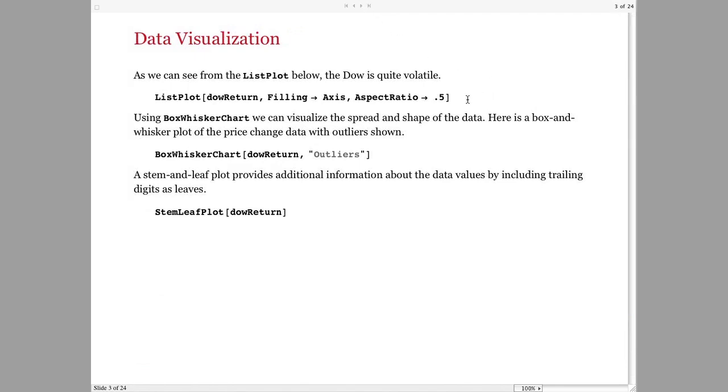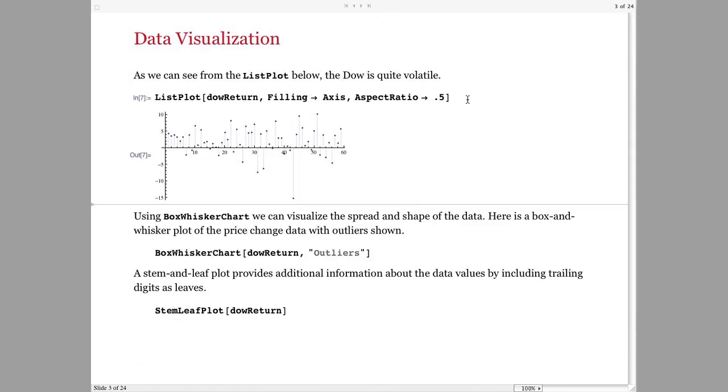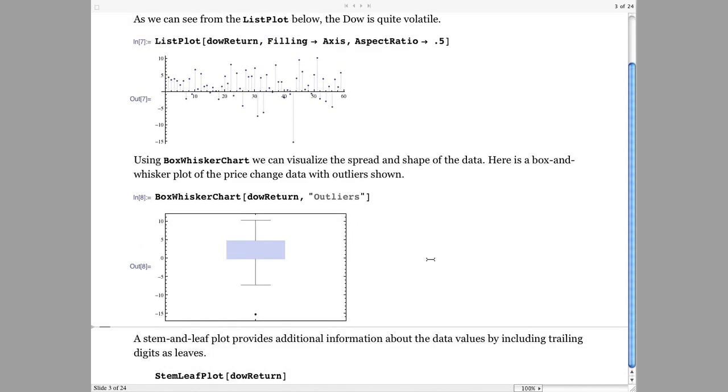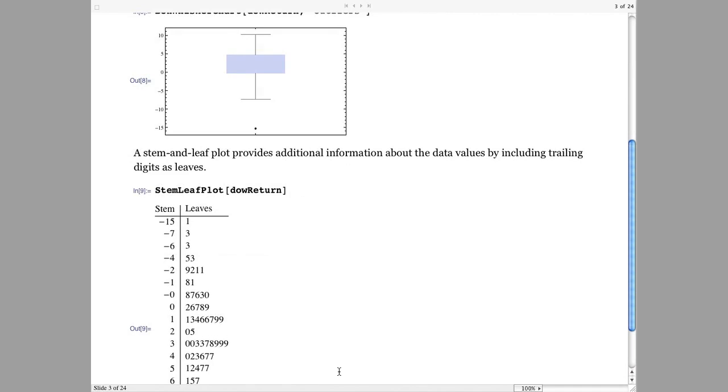We can use ListPlot to visualize the data. We can use BoxWhiskerChart to visualize the spread and shape of the data. Here's a box and whisker chart with outliers. A stem and leaf plot provides additional information about the data.